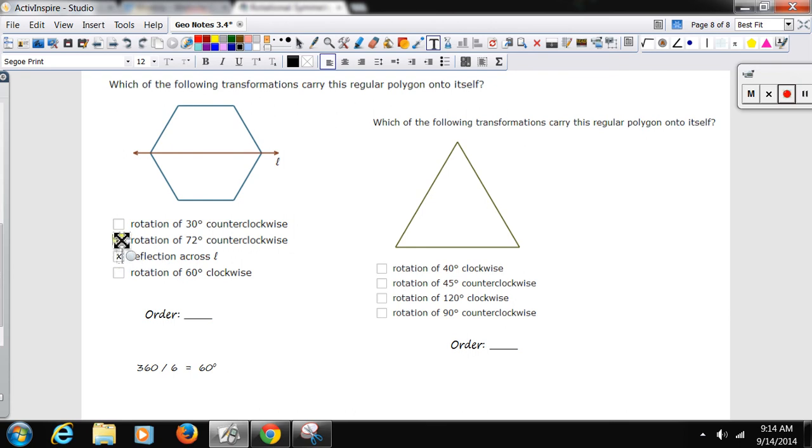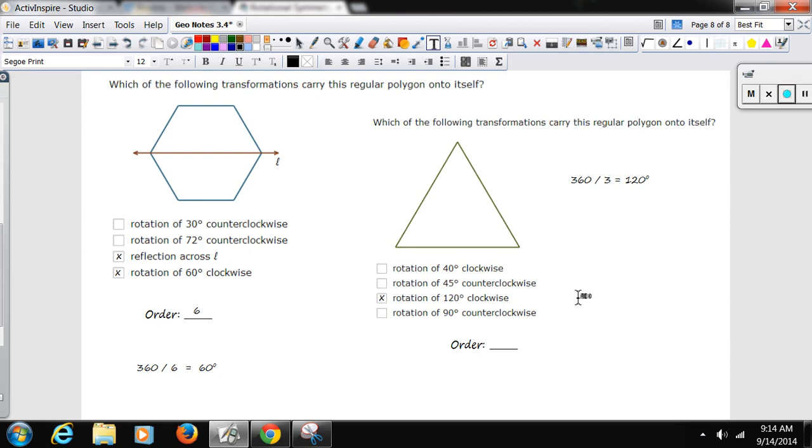A reflection across L. And a rotation of 60 also works. Any 60-degree rotation is going to make one side land on the other. And this one again will have an order of 6. One turn, and it'll land on itself 6 times. Now let's see. This one has 3 sides, so 360 divided by 3 sides equals 120 degrees. So if you turned it 120 degrees, this side would land on this side. And I see a 120 right there, so that would actually work.